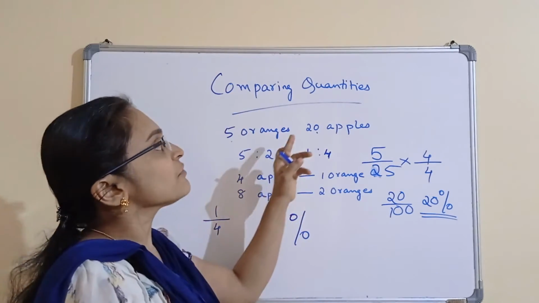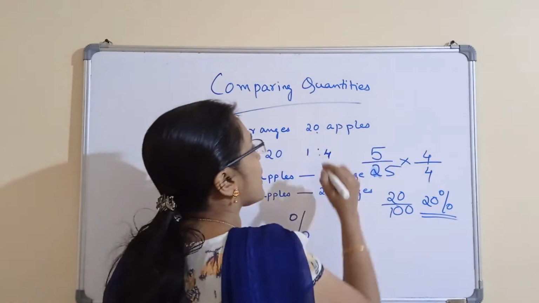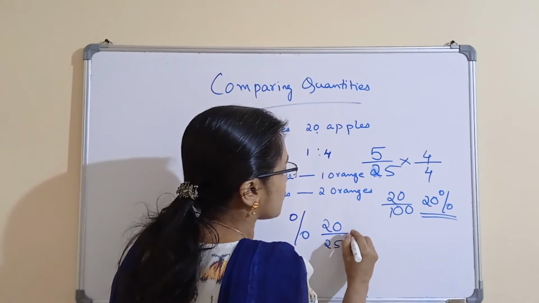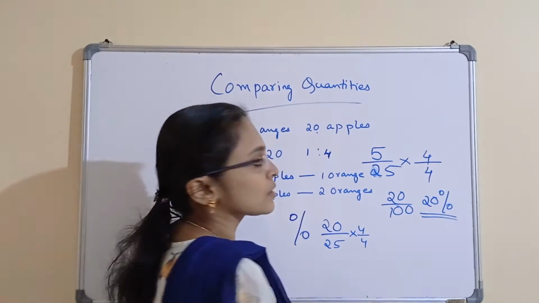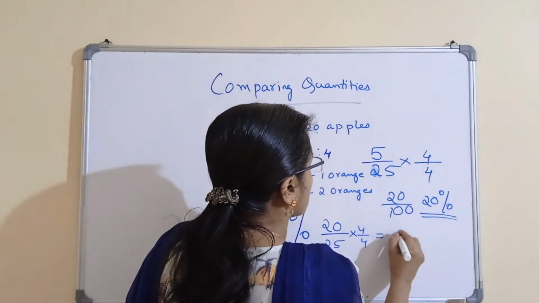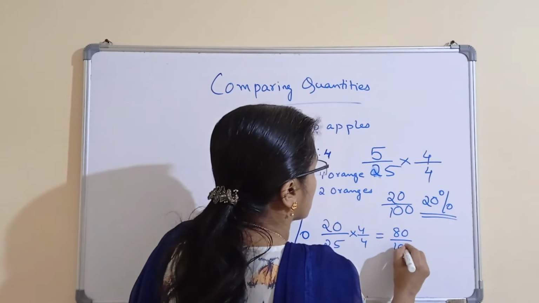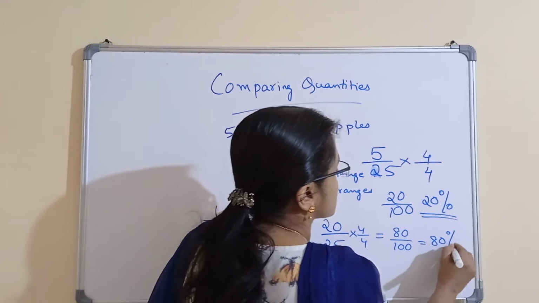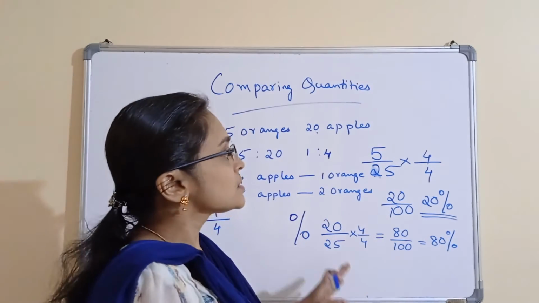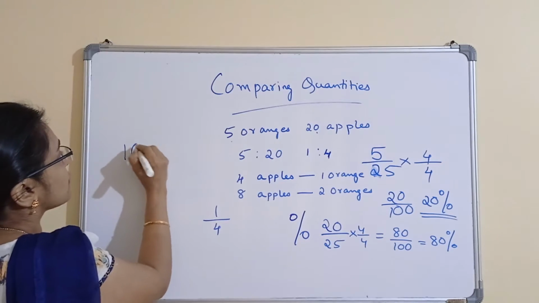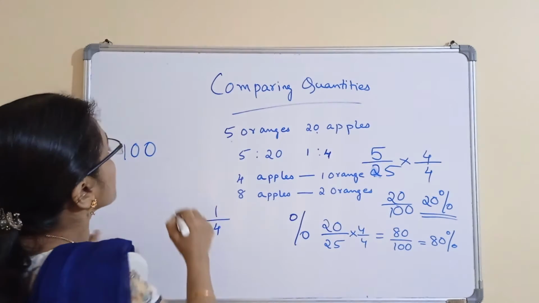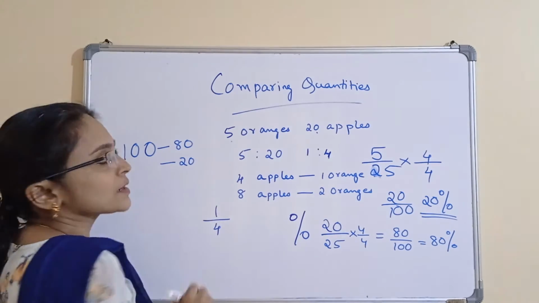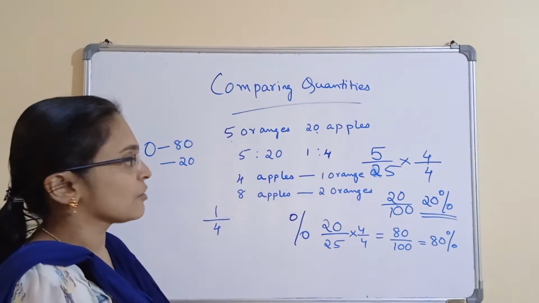Now we can find the percentage of apples. To find the percentage of apples, we'll do the same method, that is 20 by 25 into 4 by 4. Right? So this is equal to 80 by 100. And what does that mean? 80% of the fruits are apples. So if there are 100 fruits, 80 will be apples and 20 will be oranges. That is the meaning of this.